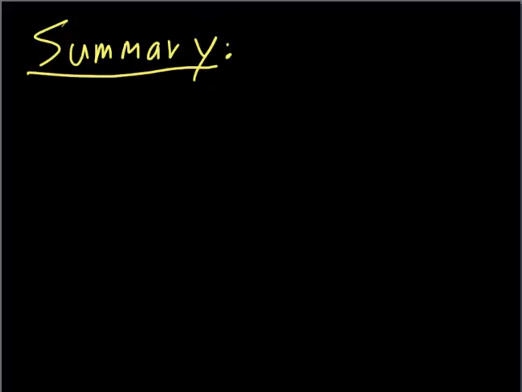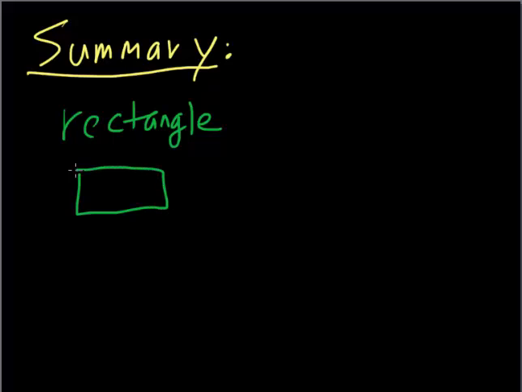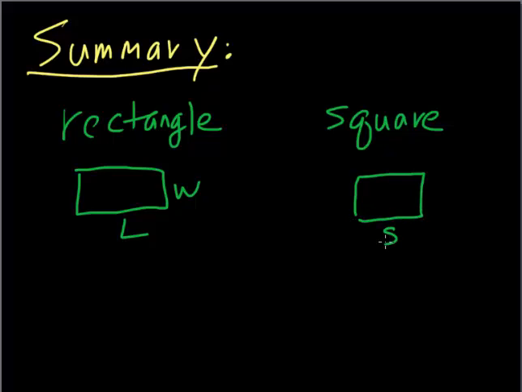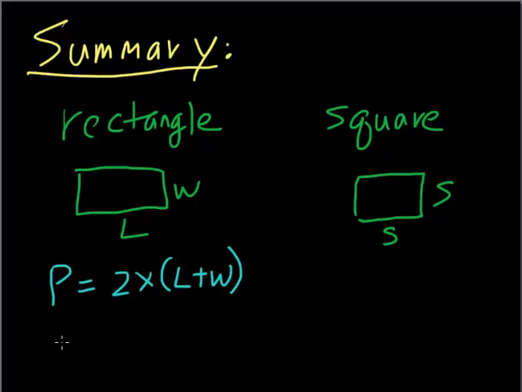Okay, so now we're going to do a summary. Here is a rectangle. Area is length times width. And there is a square that looks like this. The perimeter of the rectangle is equal to 2 times (length plus width). Area is equal to length times width. Remember, okay?